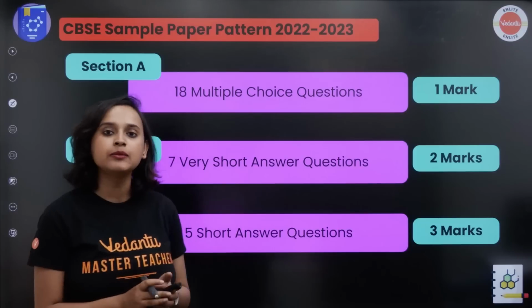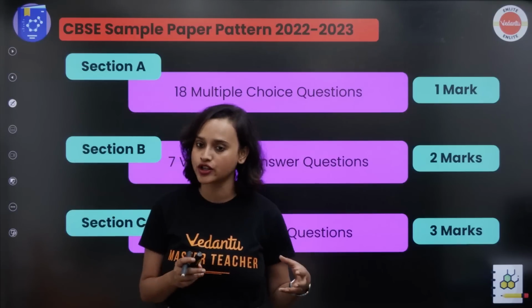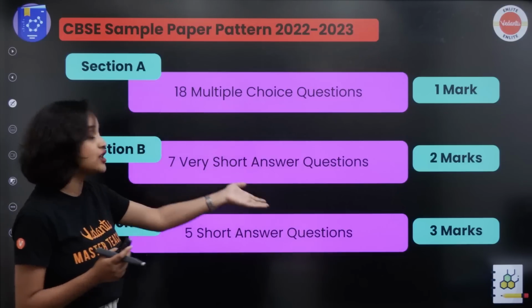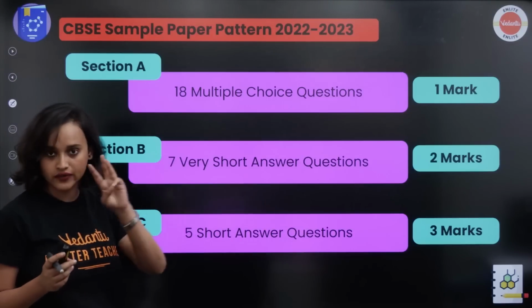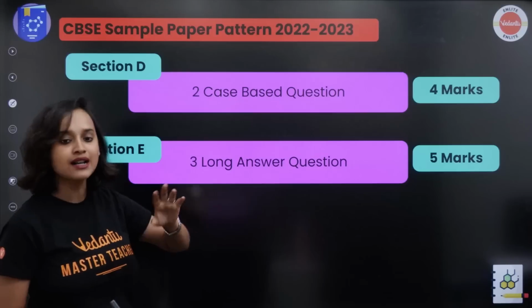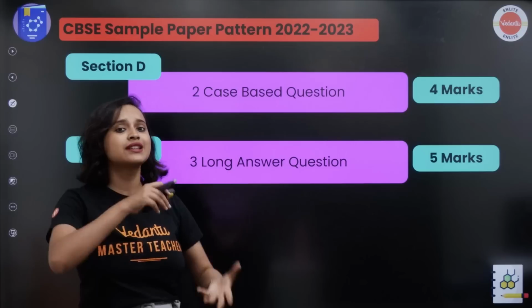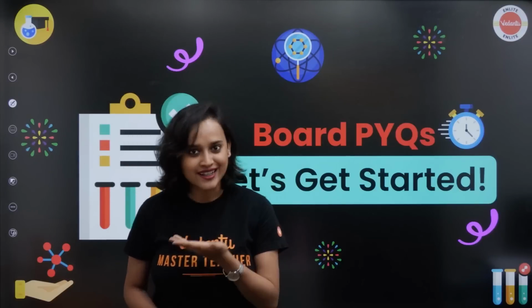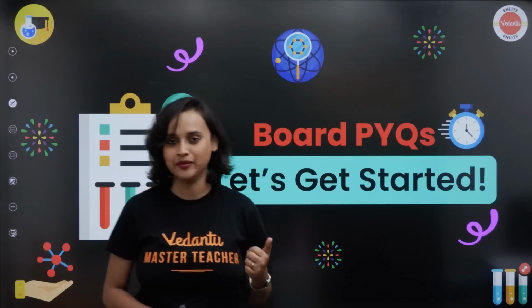Now, CBSE sample paper, if you go through the sample paper, you will notice that section A has 18 multiple choice questions, all of 1 mark. Section B has 7 very short answer questions, which are all for 2 marks. Section C has 5 short answer questions for 3 marks, and then 2 case-based questions in section D for 4 marks and section E has 3 long answer questions, 5 marks. So out of this, a mix and match of questions will come in your exam, right? Okay, so let's get started without much further ado because board exam is almost there and we don't want to waste time.